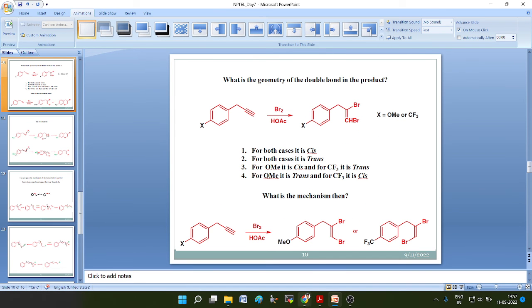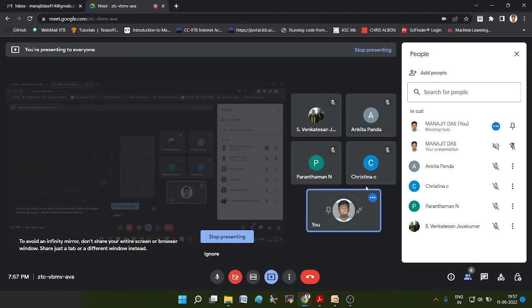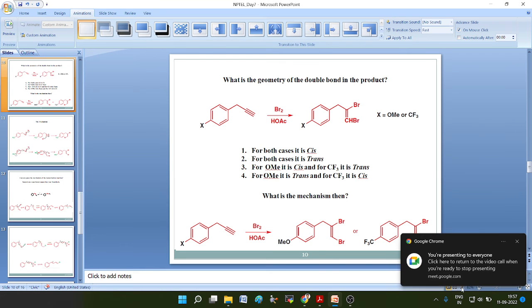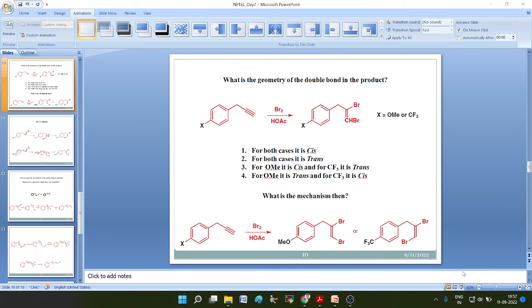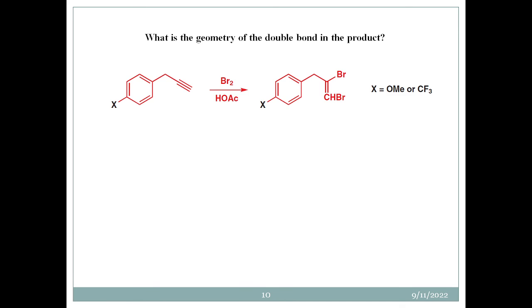And let me check who is there. Christina, I think you left and then joined. Ankita, Paranathaman, and Venkatesh. Anyone interested to answer the question? It's not that difficult, nor that easy either.